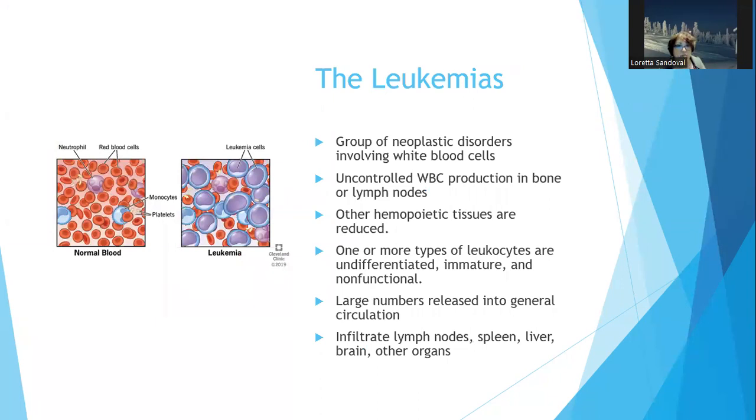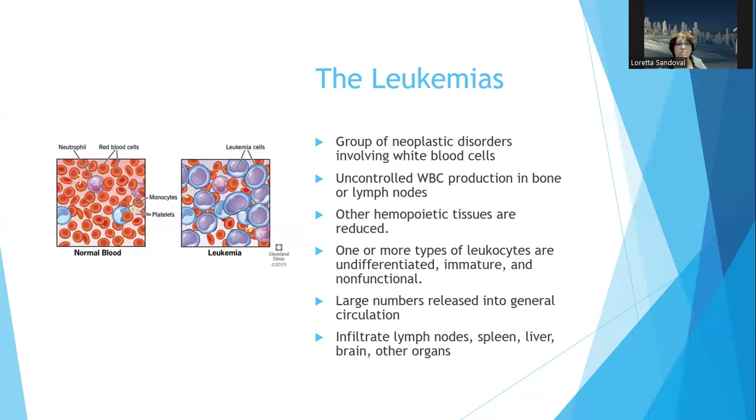So another group of dyscrasias that is very common are the leukemias. And the leukemias are a group of neoplastic disorders, meaning new growth cancer, involving white blood cells. So it's uncontrolled white blood cell production in bone marrow or lymph nodes. So because your bone marrow and lymph nodes are creating so many white blood cells, other hemopoietic tissues are reduced. So you're not creating other blood cells because you're spending all your time creating white blood cells.